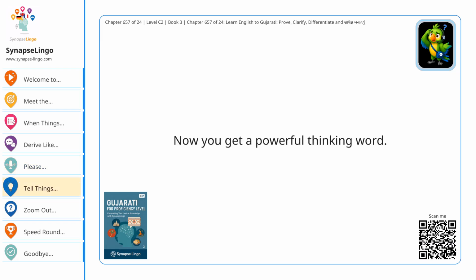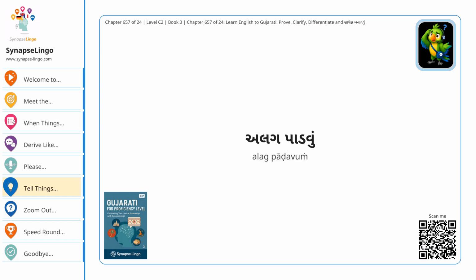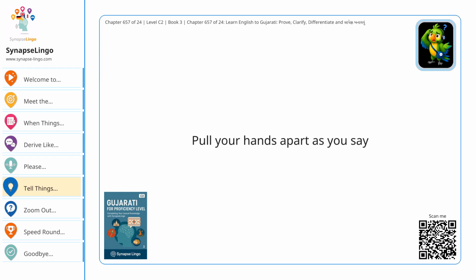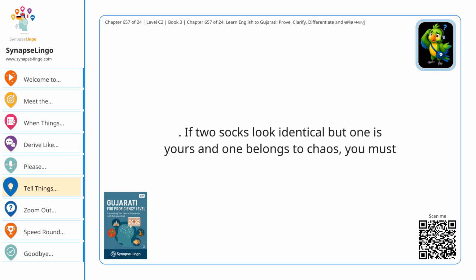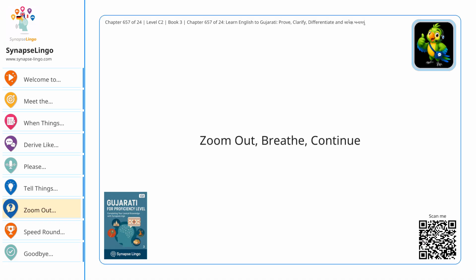Tell things apart. Now you get a powerful thinking word. It helps with debate, analysis, and identifying which twin actually borrowed your charger. To differentiate is અલગ પાડવું. It is important to અલગ પાડવું facts from opinions. You can અલગ પાડવું two shades of blue, two ideas, or two suspiciously similar excuses. Pull your hands apart as you say અલગ પાડવું. If two socks look identical but one is yours and one belongs to chaos, you must અલગ પાડવું them.